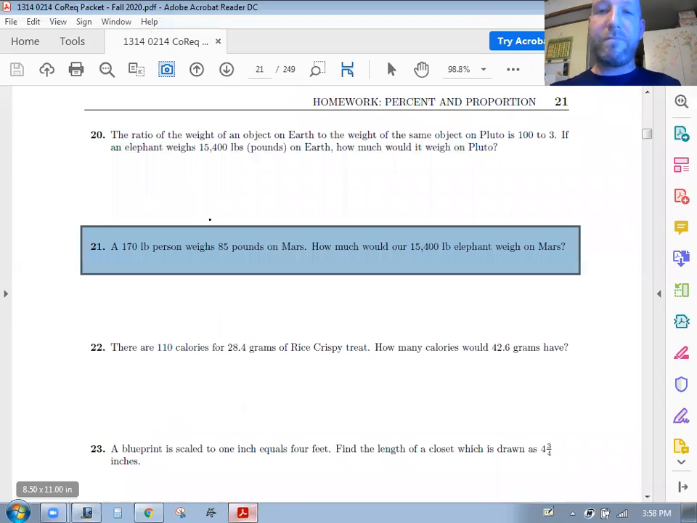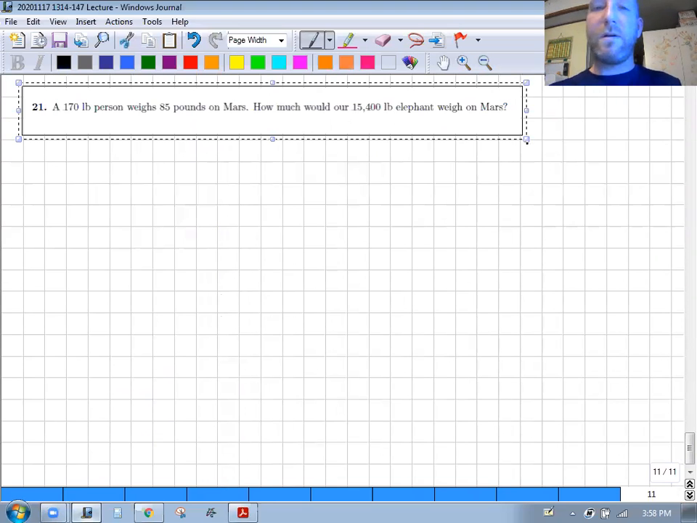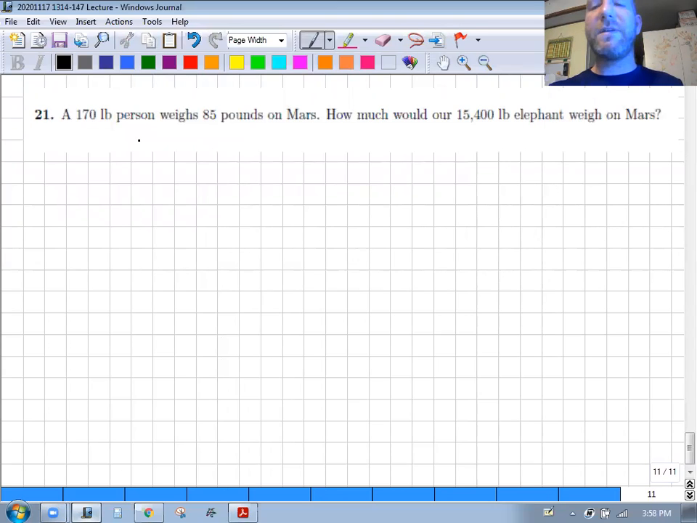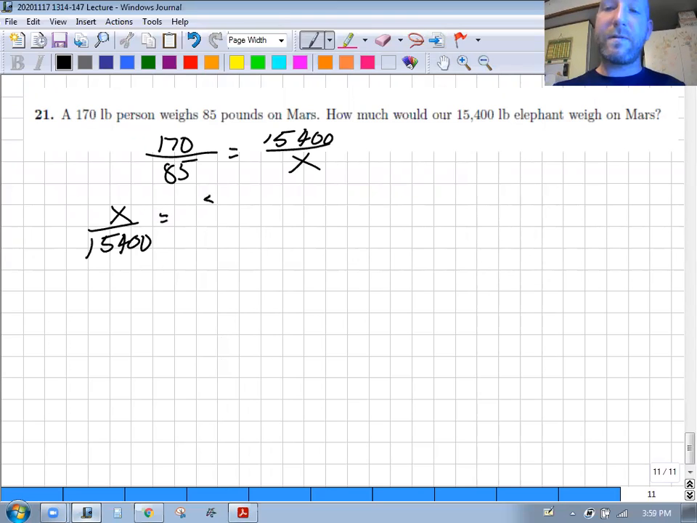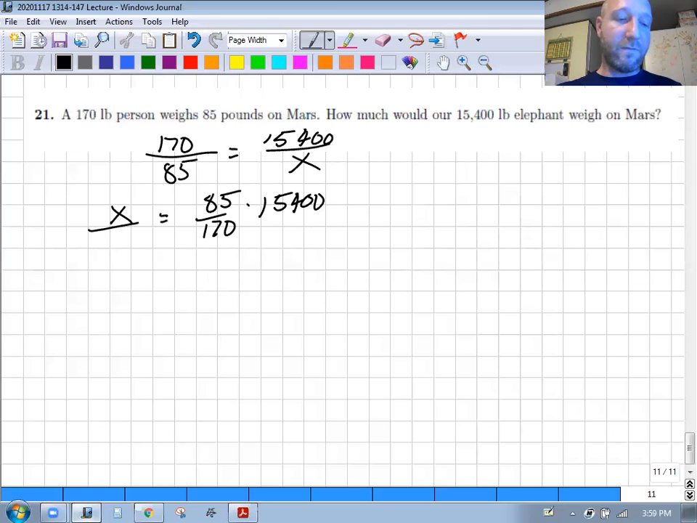All right, here's a similar problem. A 170 pound person on Earth weighs 85 pounds on Mars. How much does our 15,400 pound elephant on Earth weigh on Mars? It's the exact same thing. Do the reciprocal of both sides, multiply both sides by that. 85 times 15,400 divided by 170. This would be 7,700 pounds.